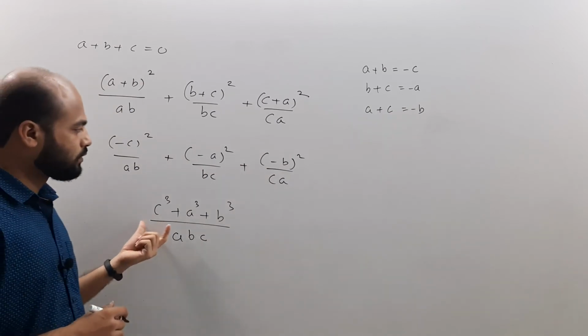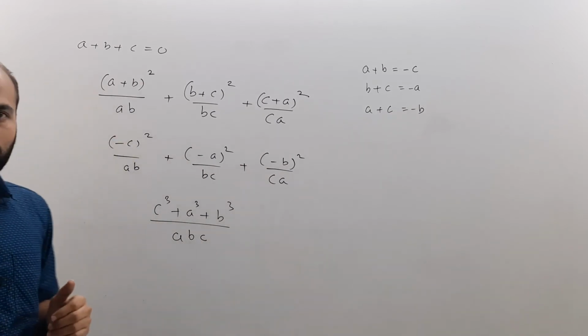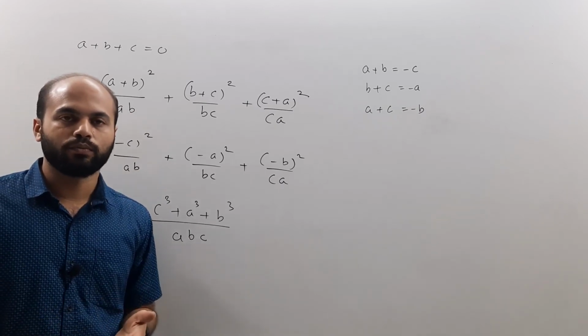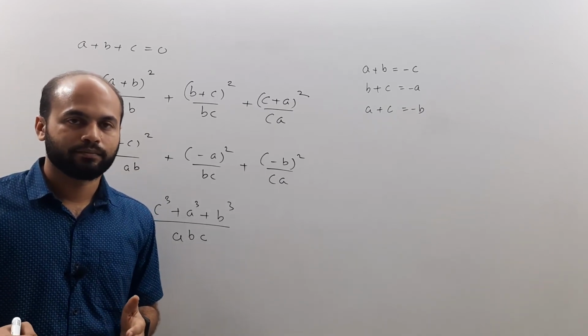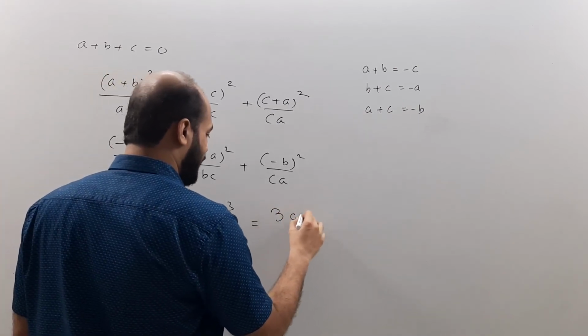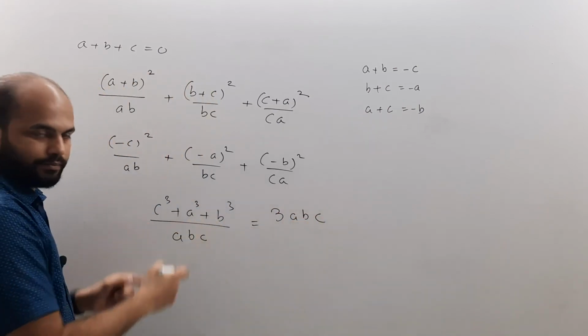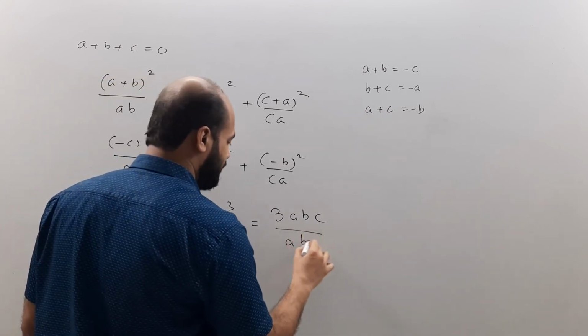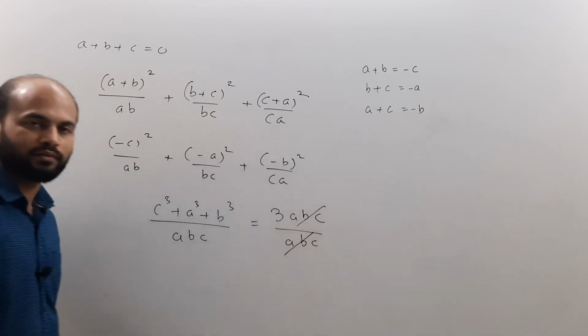Now we know that when a plus b plus c is equal to 0, a cube plus b cube plus c cube is equal to 3 times abc. So that is the answer. We can write this as 3abc. 3abc by abc would give us the answer as 3.